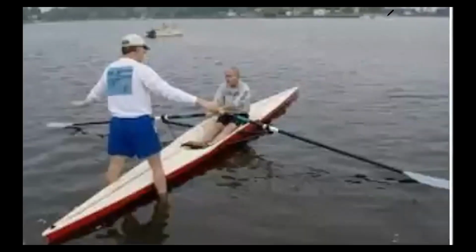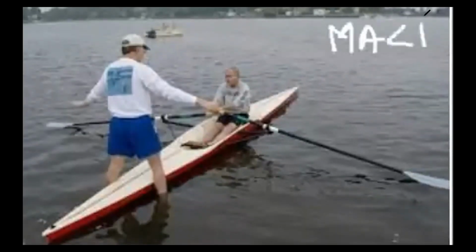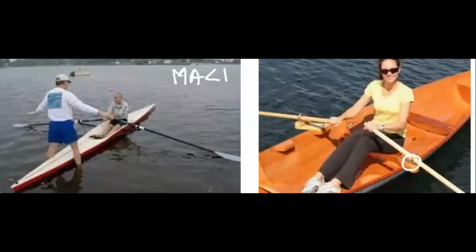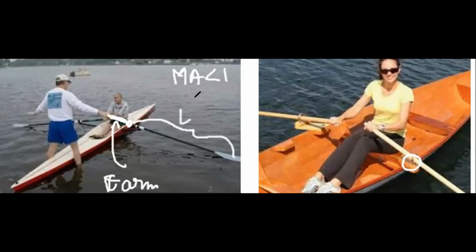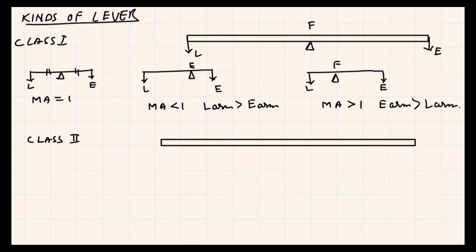Is this MA more than 1 or less than 1? MA is less than 1. As I said, I'll extend this over here. This is the fulcrum. And this person holding this in his hand, this will be the effort arm. And obviously this big part will be the load arm. The load arm is longer, and we know MA is effort arm upon load arm, and therefore MA will be less than 1, and therefore this is gain in speed. This way of rowing helps them to row faster. So here the fulcrum will be at one end, load will be between, and effort will be here.